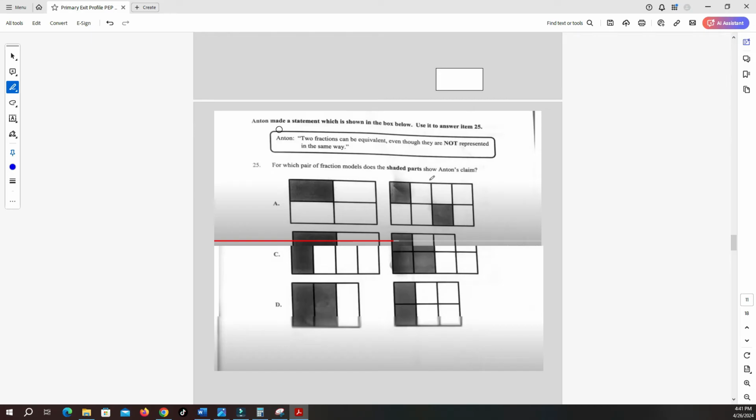Alright, so Anton made a statement which is shown in the box below. Use it to answer item 25. Anton's statement: two fractions can be equivalent even though they are not represented in the same way. Alright, so this is 1/3. No, this is a quarter, sorry. 1 out of 4. This is 2 out of 8, so 1 over 4 to 8. So I would say A already. I'm not going to go any further.